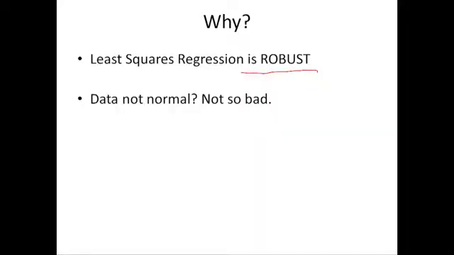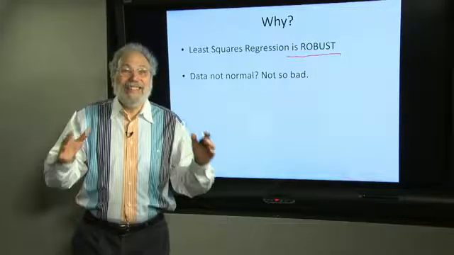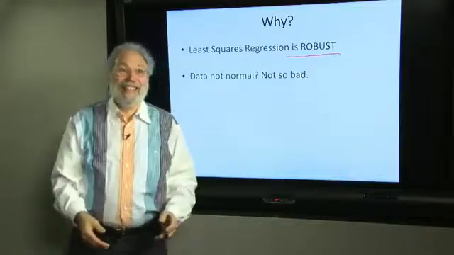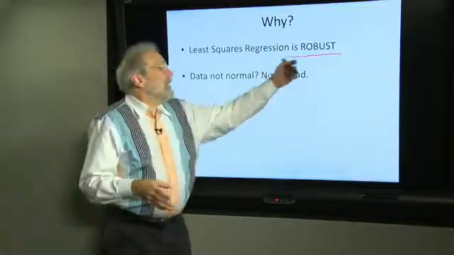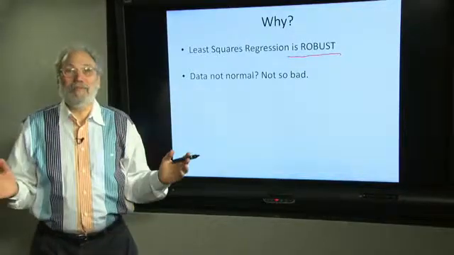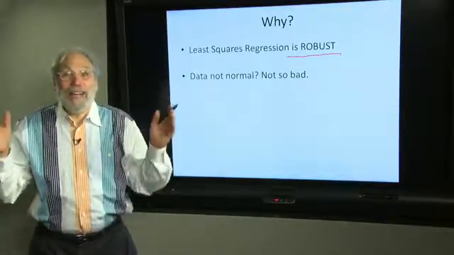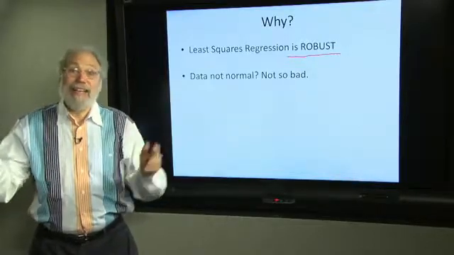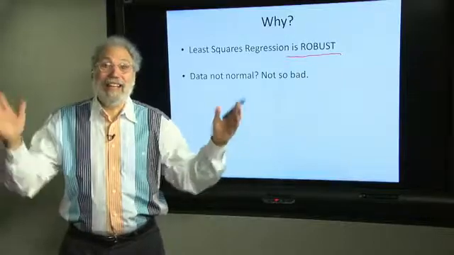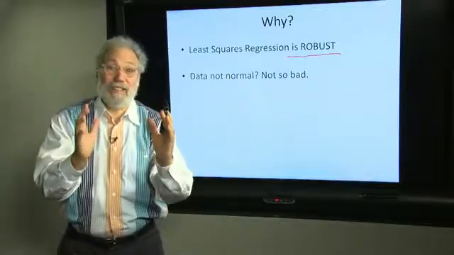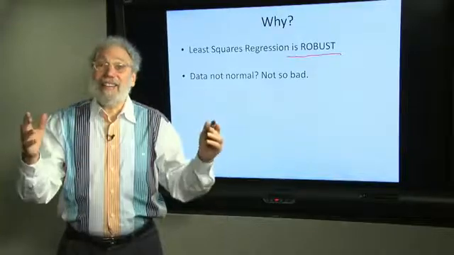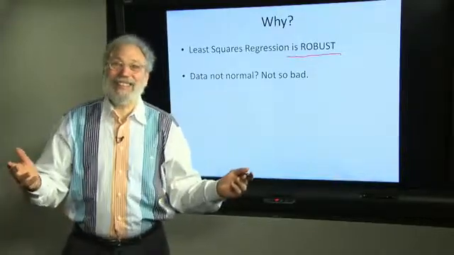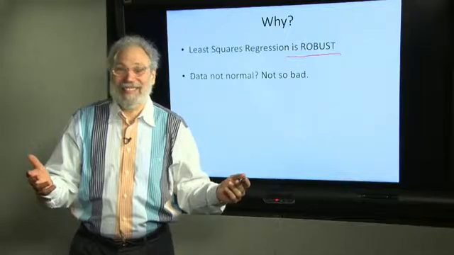Data not normal? It's not so bad. In fact, the data doesn't have to be normal. Least squares regression not only gives you an unbiased estimate of beta, it gives you the unbiased estimate. There's more than one way to get an unbiased estimate, by the way. It gives you the one that has the smallest confidence interval under more relaxed assumptions than the data being normal.